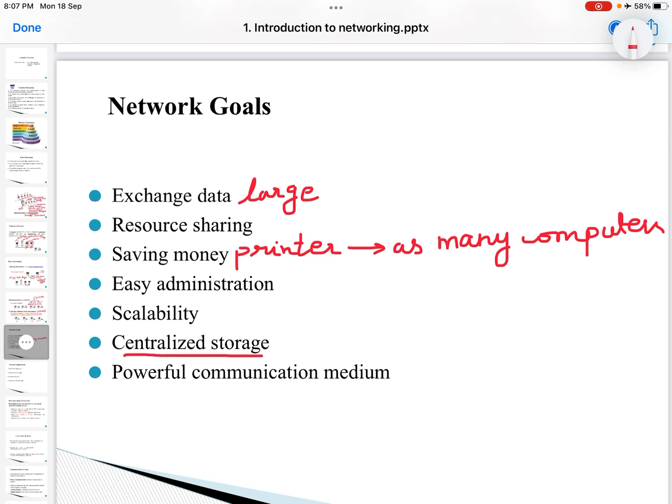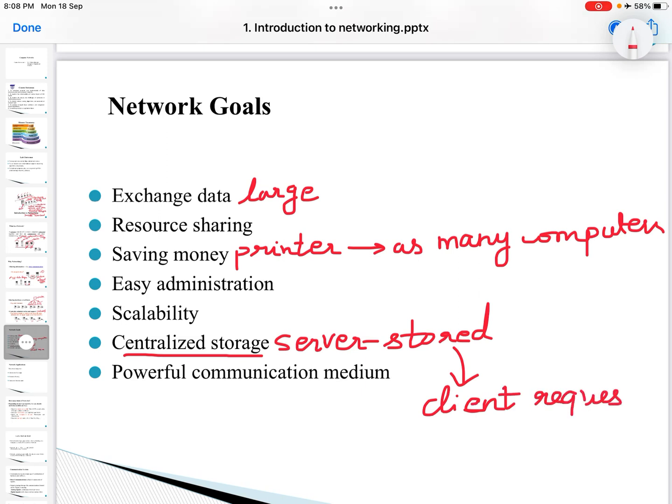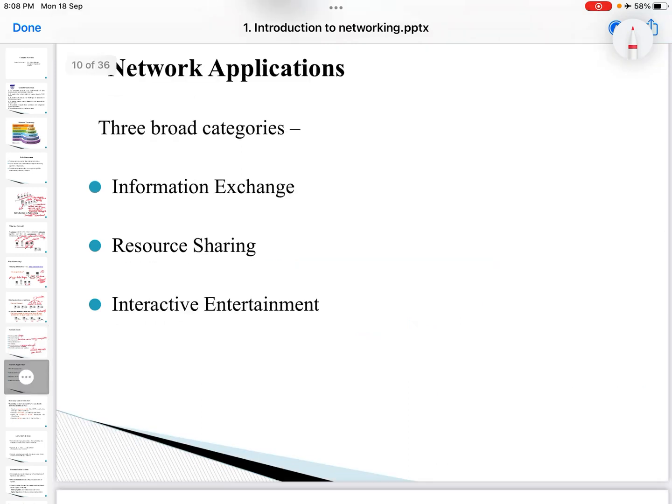Centralized storage. You can have a centralized storage where there is only one server where everything is stored, and when the client requests for data, that data can be removed from the server. So that is a centralized storage. Powerful communication medium. There will be a powerful communication medium because it will take less time.